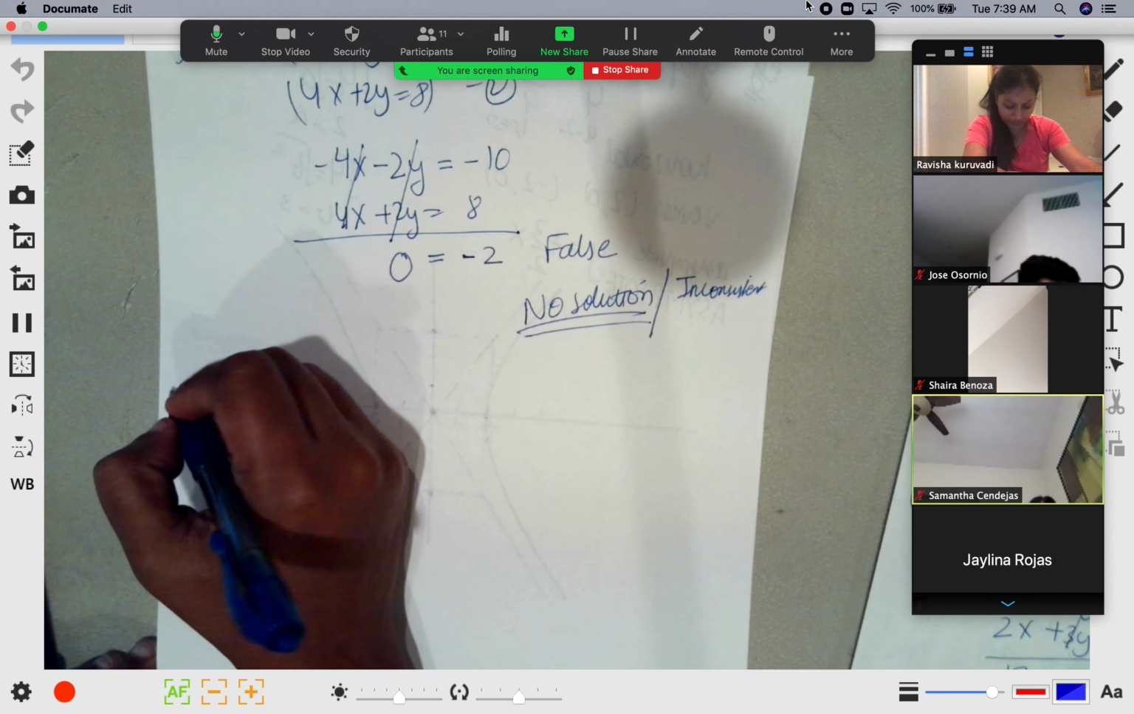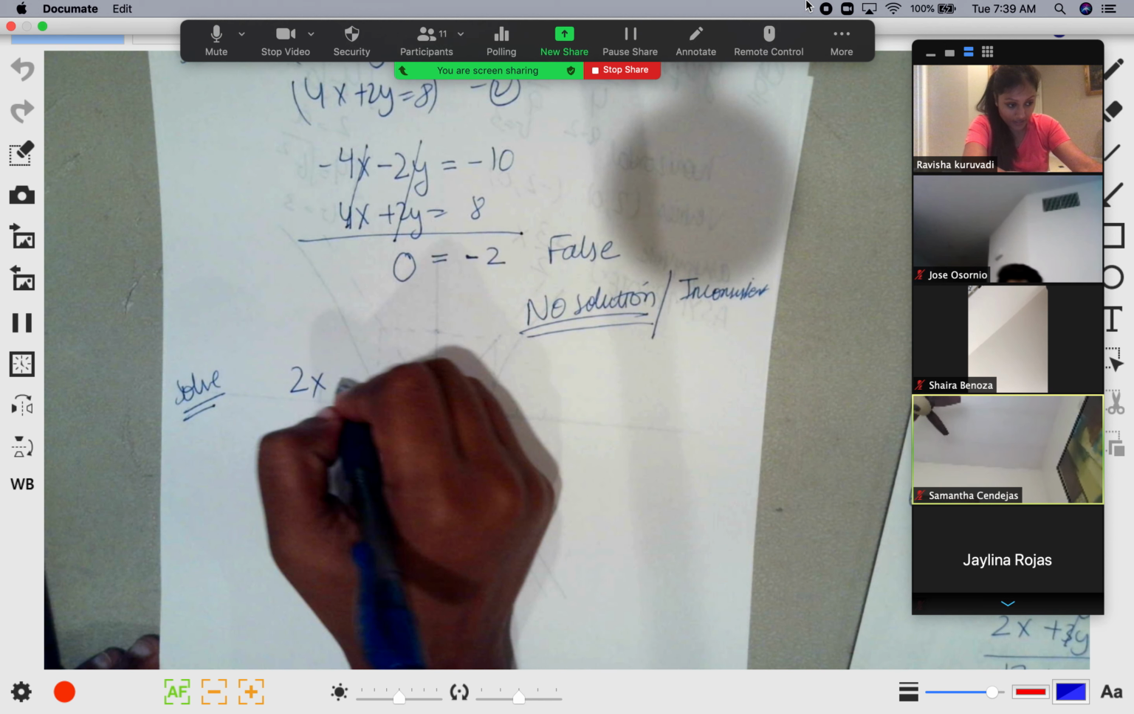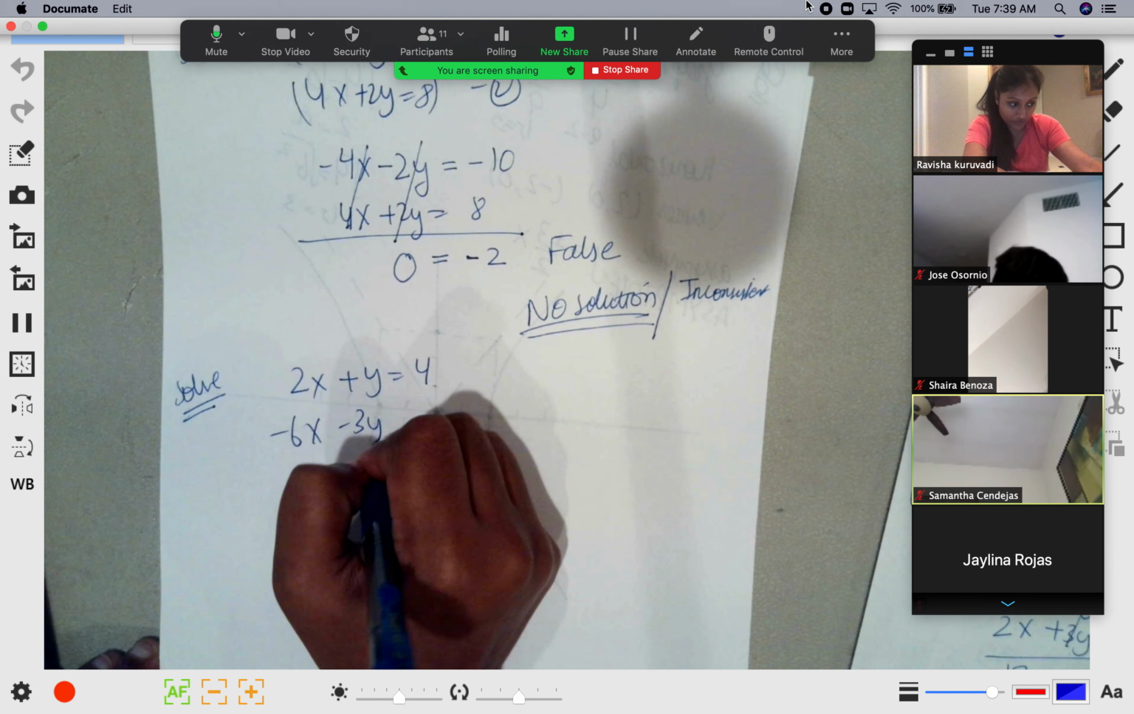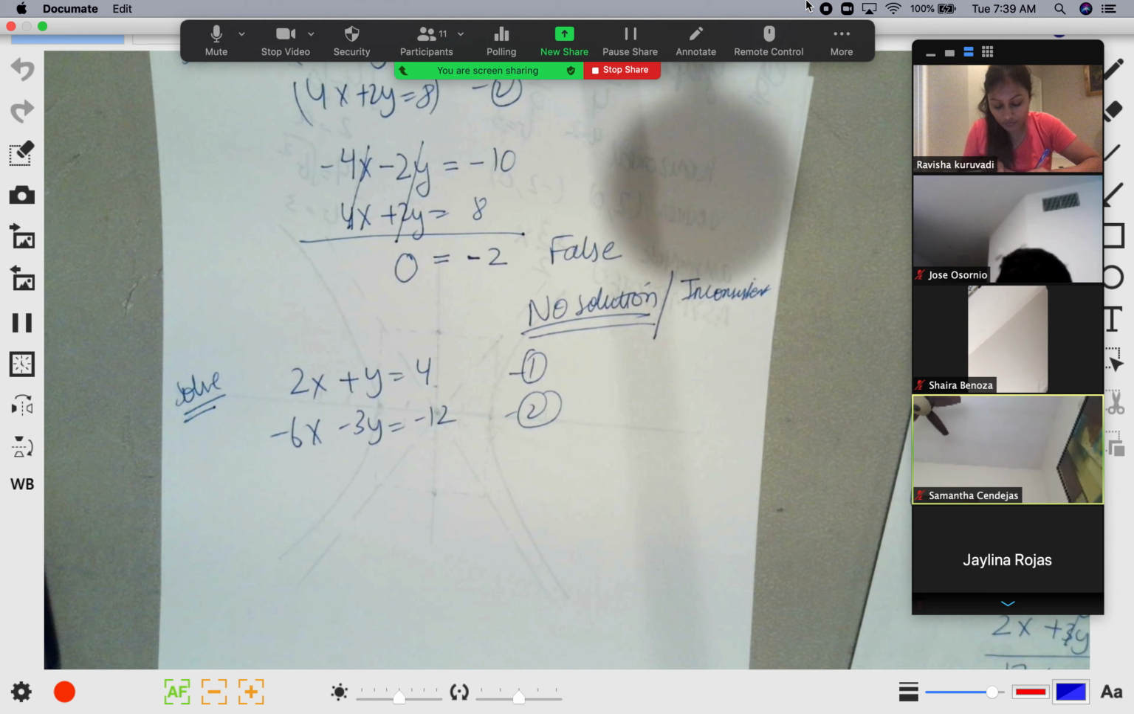I want everyone to do this problem. You have 2x plus y is equal to 4. Then you have -6x, -3y is equal to -2. First equation, second equation. Angel? Christopher?